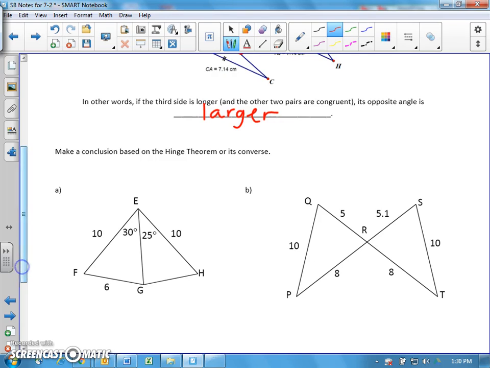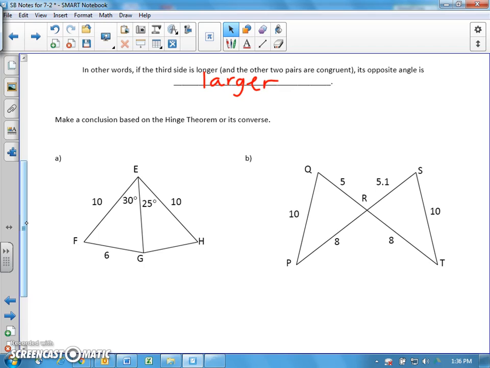So in these problems, what you're asked to do is make a conclusion based on either the hinge theorem or its converse. So let's look at examples below. We're going to make a conclusion based on the hinge theorem or its converse. So let's look at what we know. I have two sides marked to be 10, so I know that those two sides are congruent. If I'm looking at the two triangles, side EG is shared, so I know that it's congruent to itself. My hinge angles would be the angles that connect those two sides. So it's going to be this angle here and this angle here.